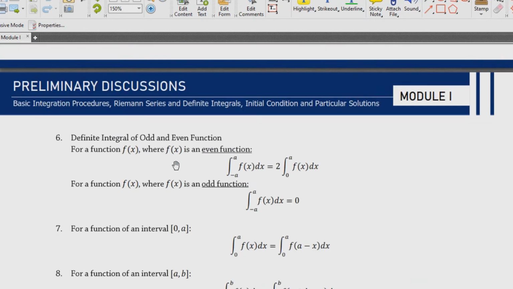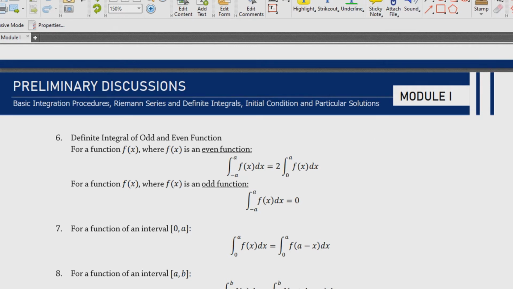So for the first one, we have the definite integral of odd and even function. So if you have an even function and you try to integrate that between the positive negative limits of that certain function, then you can just say let's just integrate that from 0 to a and then multiply it to 2. So ano ba yung reason ba't ganon?